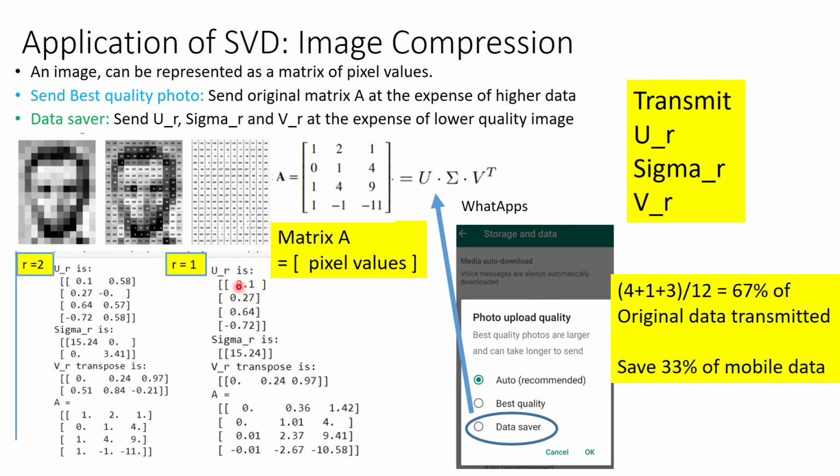Now, when the receiving end receives the reduced U, sigma, and V, they will multiply these matrices together using this formula to restore back the A, which contains the pixel values. As mentioned in the previous slide, this rank R approximation of A is only an approximation of A and not the actual A. Hence, there is a degrade in the image quality at the receiving end. However, most of the time, this degrade in the image quality is acceptable since we are still able to view the image well, especially when the mobile data is costly.